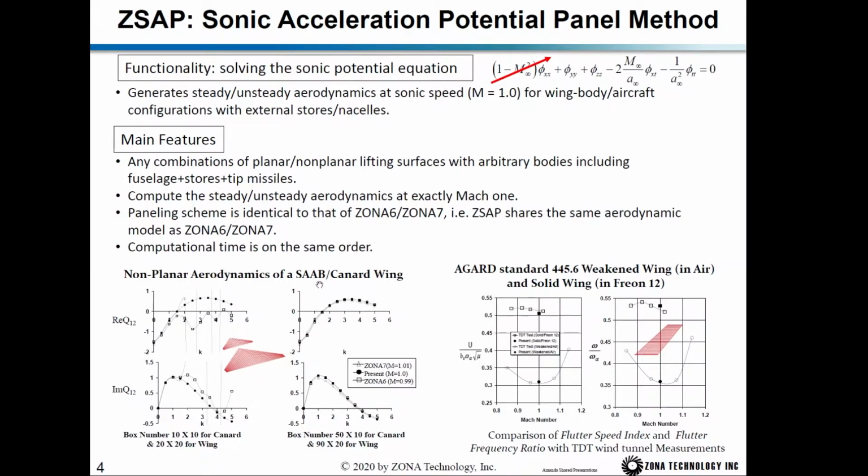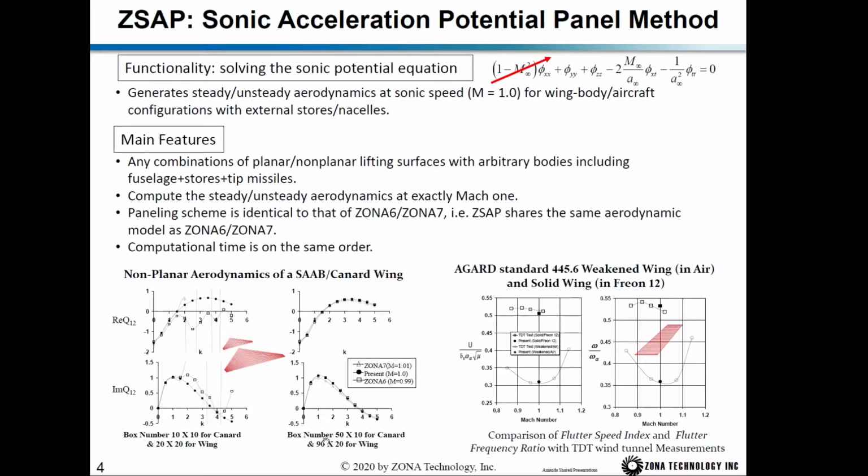Shown here is a sub-kernel wing configuration. If we calculate the Q12, which is lift due to the pitch mode, oscillating at different reduced frequencies, and we use ZSAP, the solution is shown by the black dots. Now, if we run Zona 7 at Mach number 1.01 and Zona 6 at Mach 0.99, and the panel model consists of 10 by 10 boxes for the body and 20 by 20 for the wing, you can see the Zona 6 and Zona 7 solutions become zigzag. That means they are not convergent solutions.